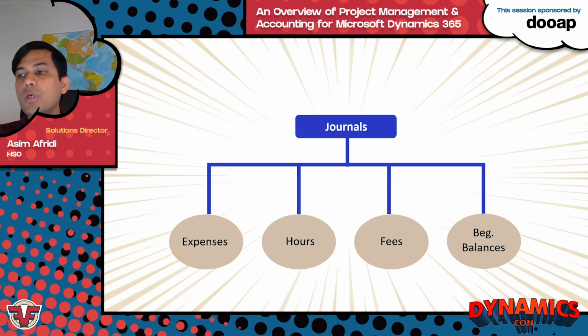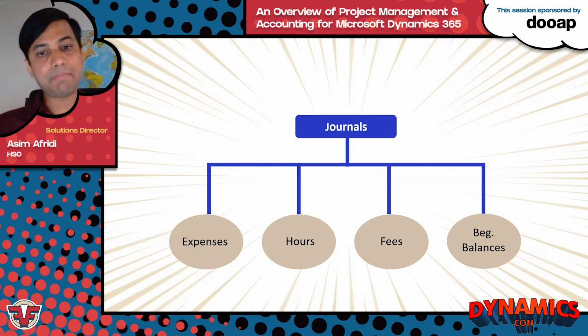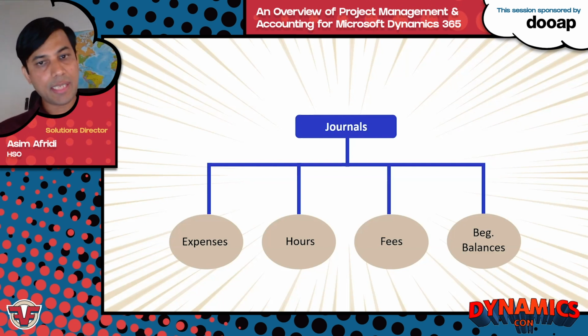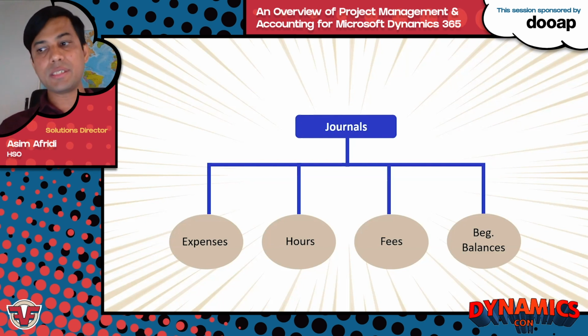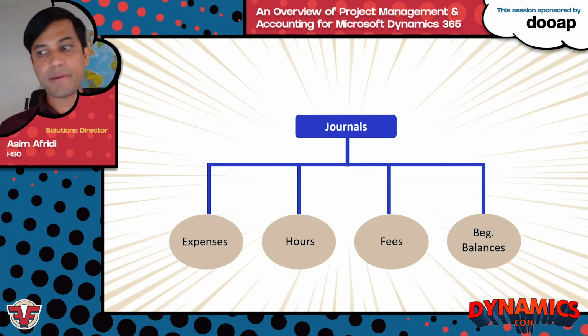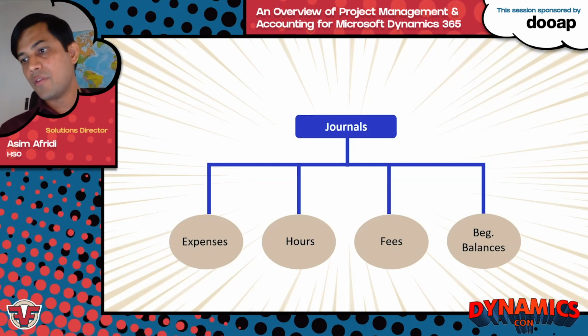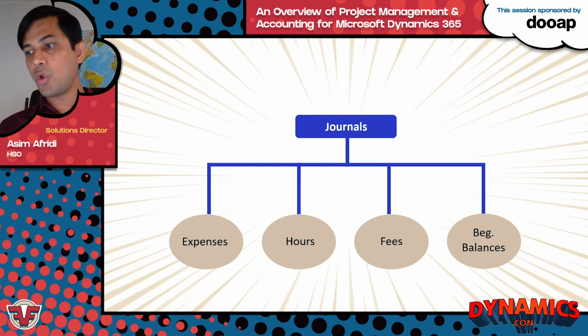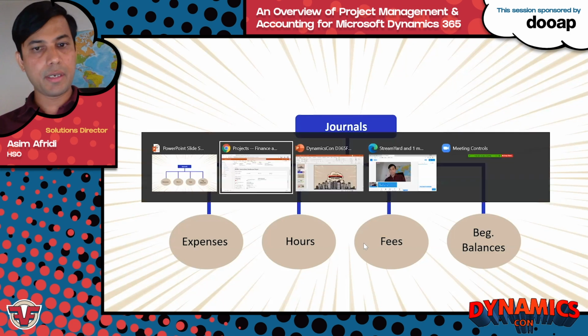So we can do journals for transactions of types hours, expenses, fees, and beginning balances, as you can see on the screen. Beginning balance journals are typically used to upload opening balances for projects when you are migrating to Dynamics 365 F&O. So let's have a quick look in the system and see how we can go about creating an expense journal, a really simple expense journal, on the time and material project that we just created.